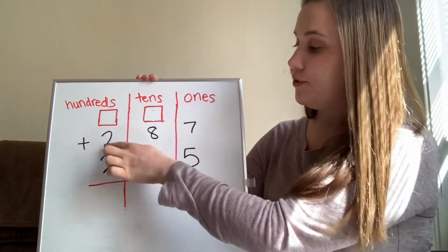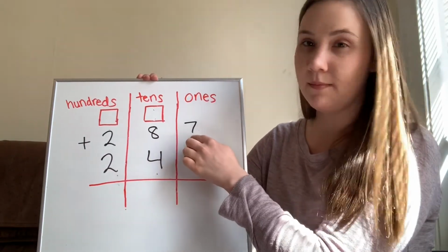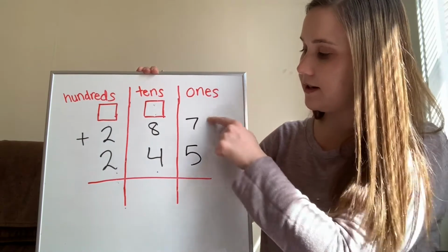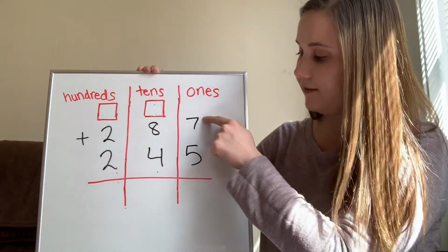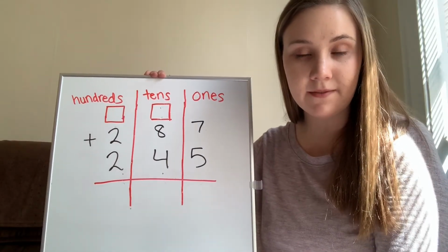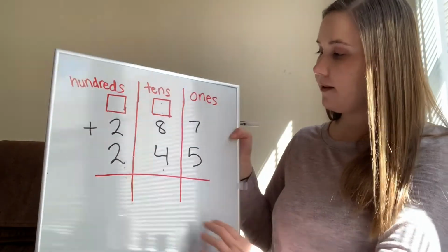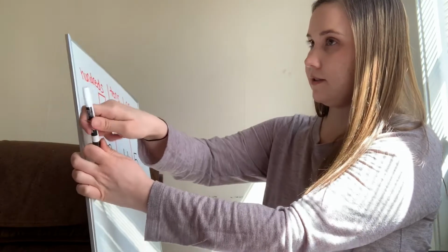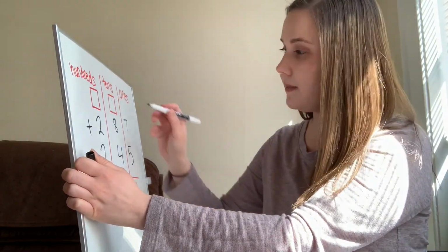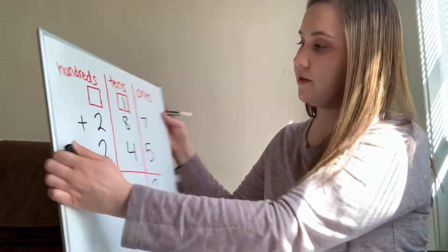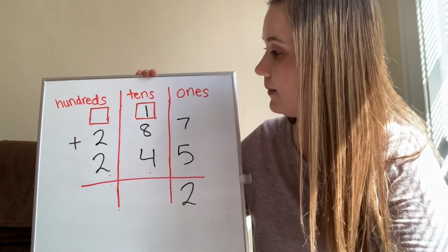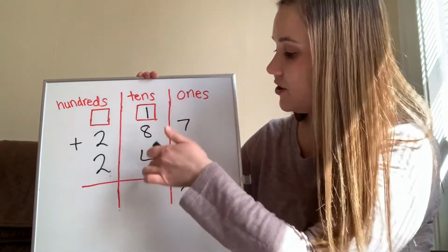Okay, let's try one more three-digit addition problem. So we have 287 plus 245. Let's start in our ones place. We have 7 plus 5. What is 7 plus 5? If you said 12, that is correct. So I'm going to write the digit 2 in the ones column and regroup the digit 1 into the tens column.